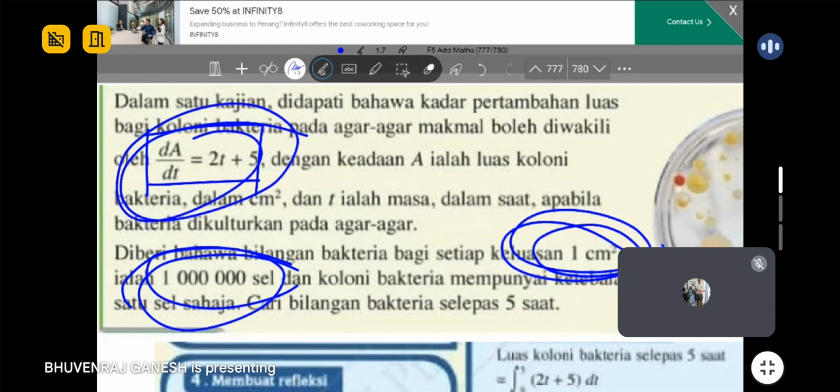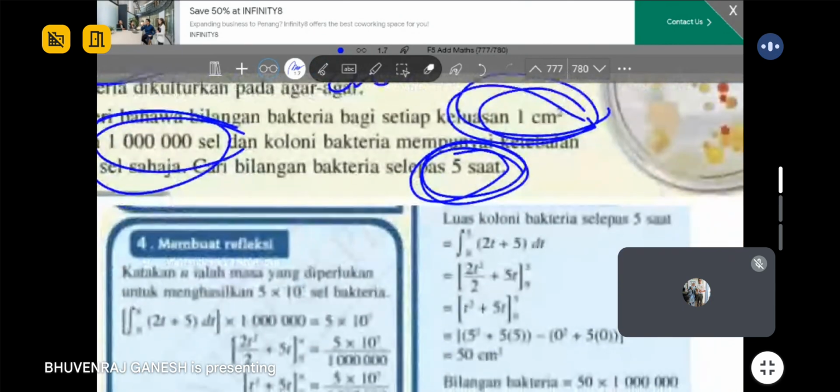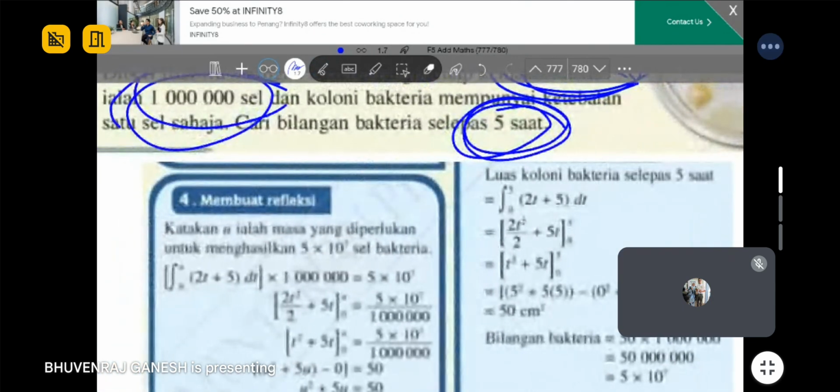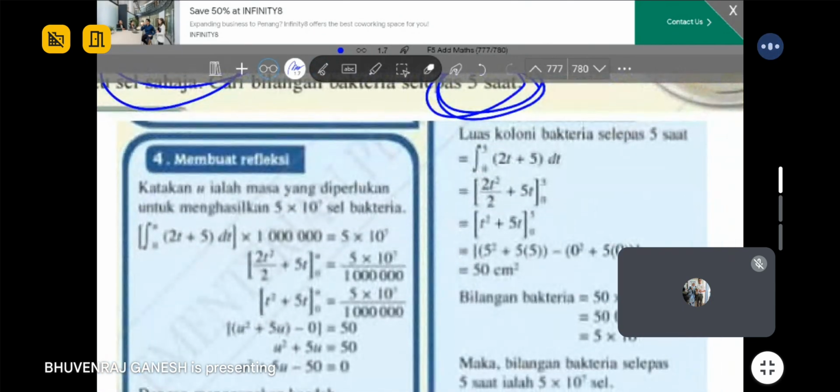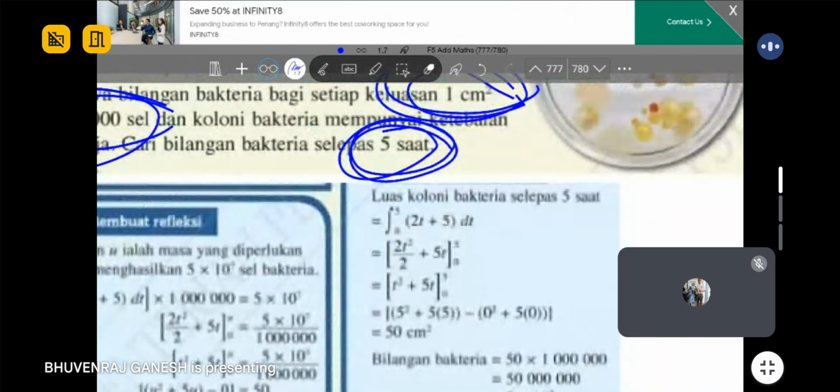Integrate. Because when you integrate dA/dt, you will get A. Am I right? And you also have the limit, time limit. This is your limit, 5 seconds. Means you integrate from 0 until 5. Do you all get it, guys? This is the concept here, pengamiran. Okay, so you will get something like this. Okay, so you just need to integrate this equation.